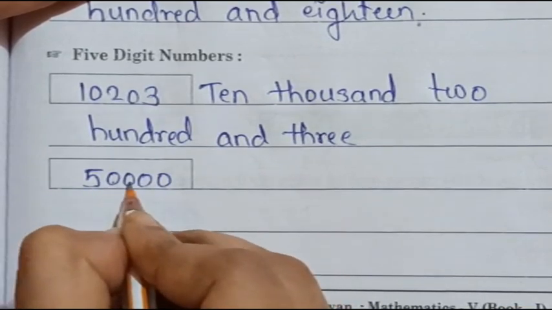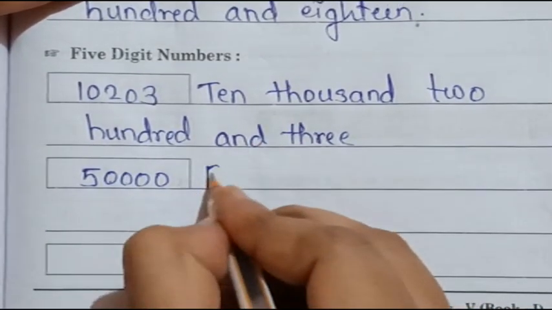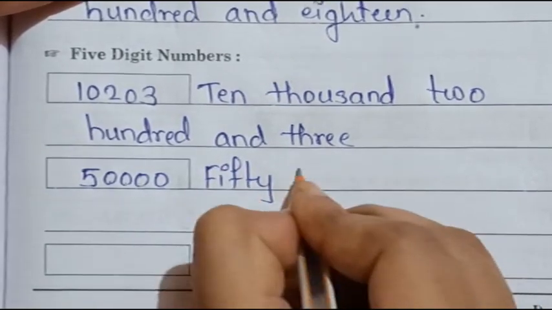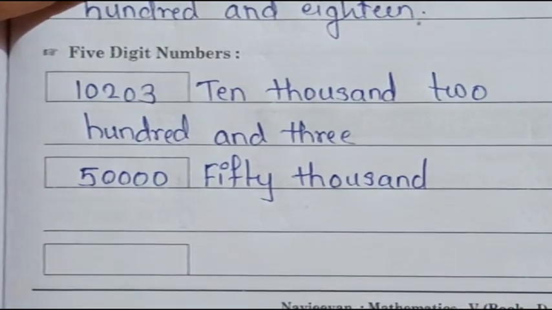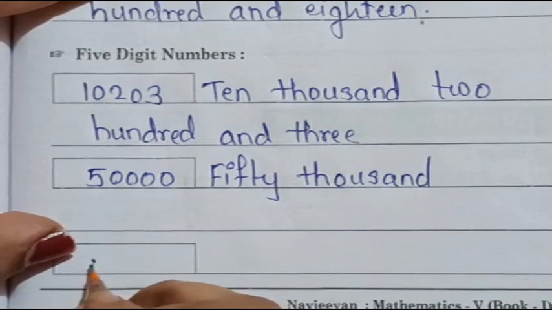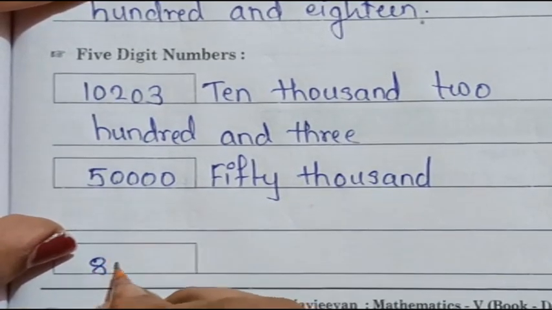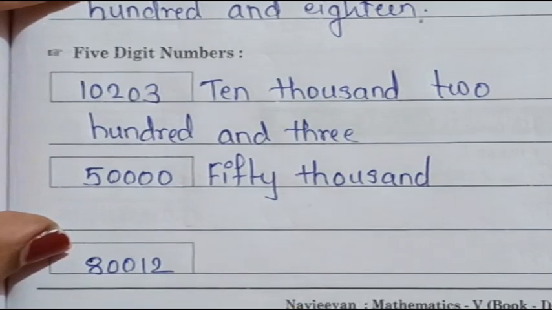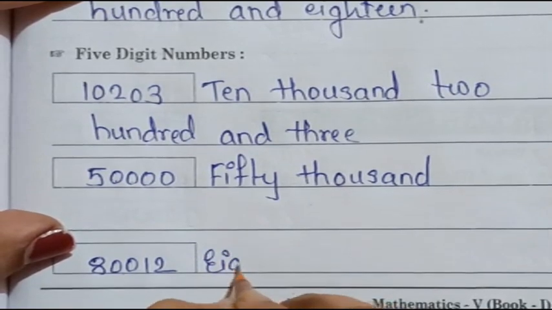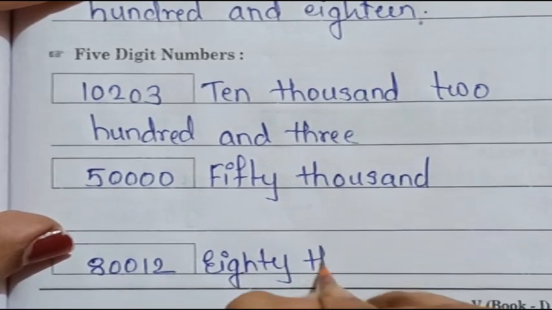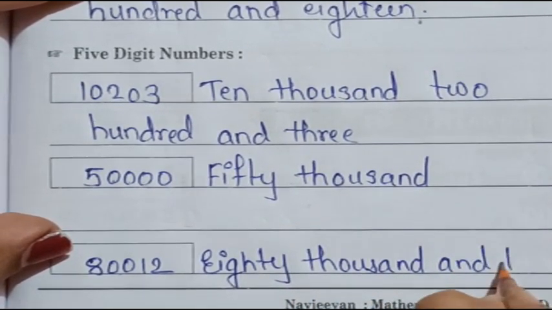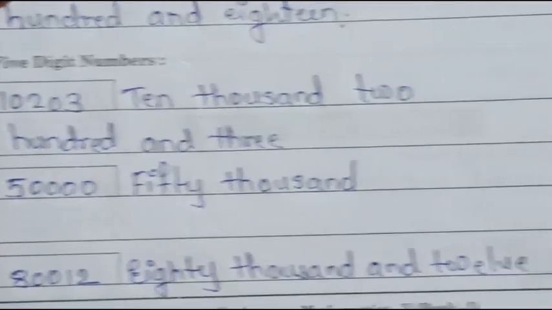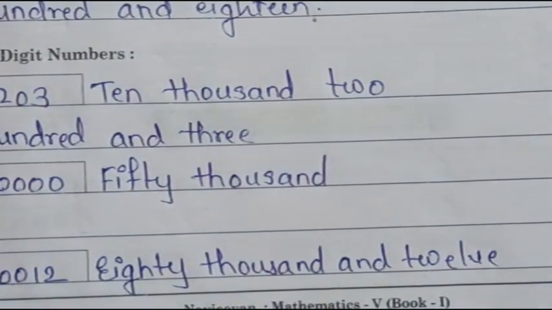these two numbers together, that is 50, and 3 zeros, that is 1,000. So it is only 50,000. Clear? Next number I'll write it as, so these two numbers together, that is 80,012. That is 80,012. Clear? This is on page number 53.